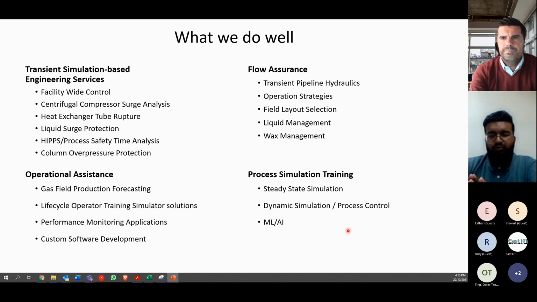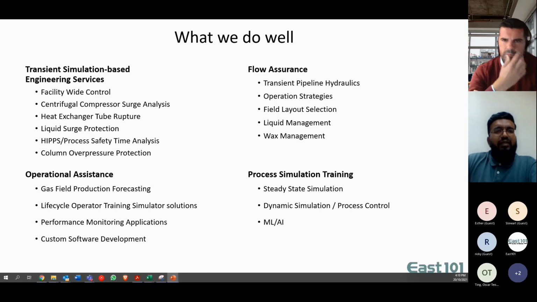which revolves around process simulation technology, steady state and dynamic courses, as well as a new course that we have incorporated into our portfolio: machine learning and AI. So we have been running these introductory machine learning and AI courses for the local university and some of the national engineering and oil and gas companies. So that, I believe, should provide you an overview of what we specifically do for the oil and gas industry.